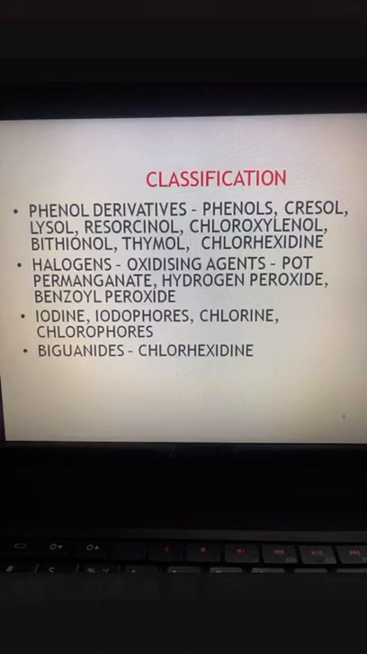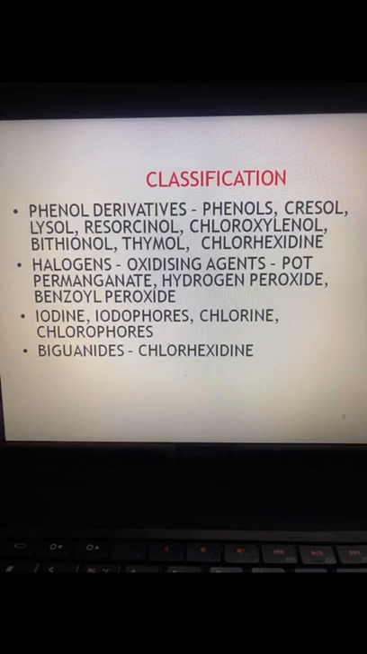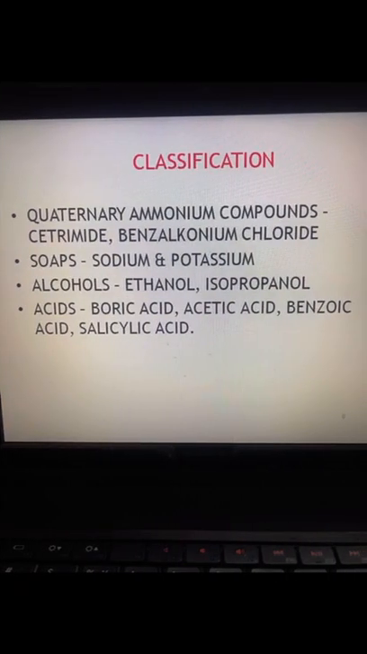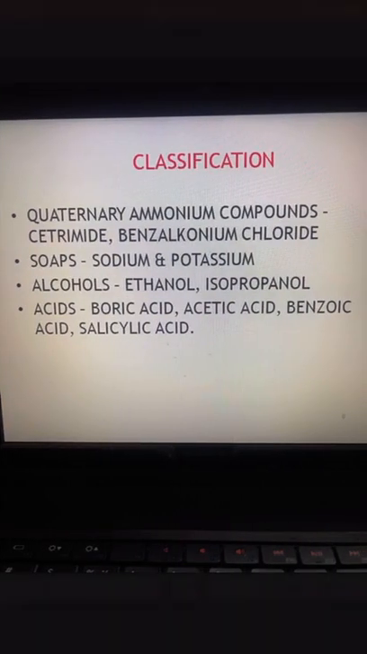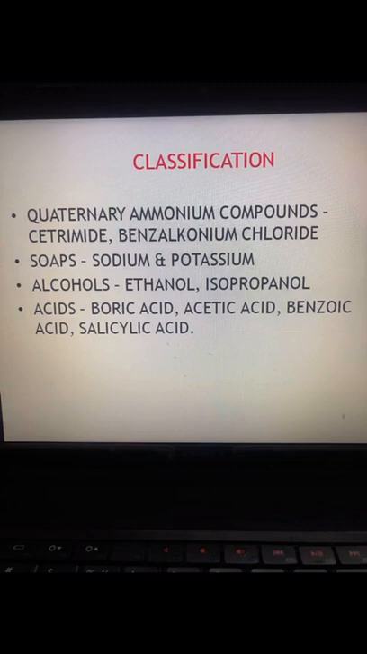Then halogens, that includes oxidizing agents like potassium permanganate, hydrogen peroxide, benzoyl peroxide. Then iodine, iodophores, chlorine, chlorophores. Then biguanides, that includes chlorhexidine. Next in the classification is quaternary ammonium compounds like cetrimide, benzalkonium chloride, soaps that contain sodium and potassium, then alcohols, which includes ethanol and isopropanol, then acids, which include boric acid, acetic acid, benzoic acid, and salicylic acid.